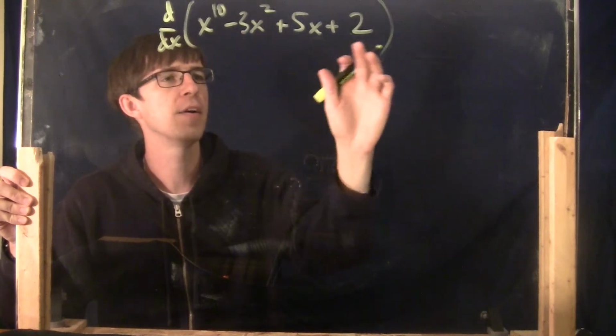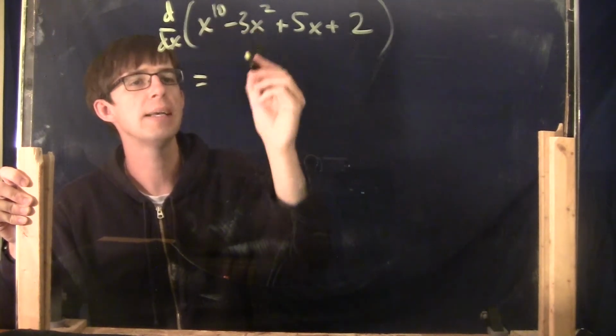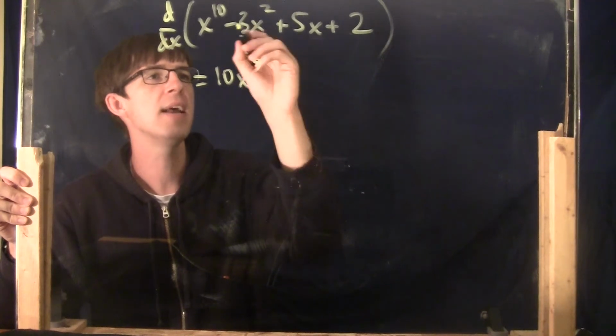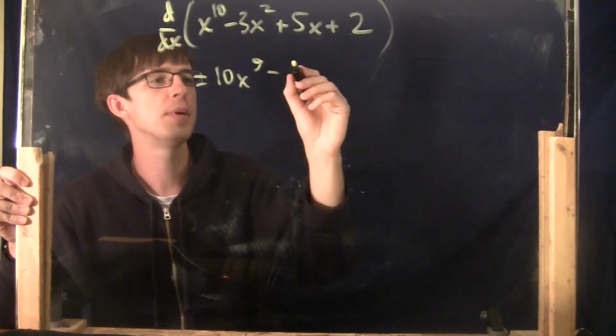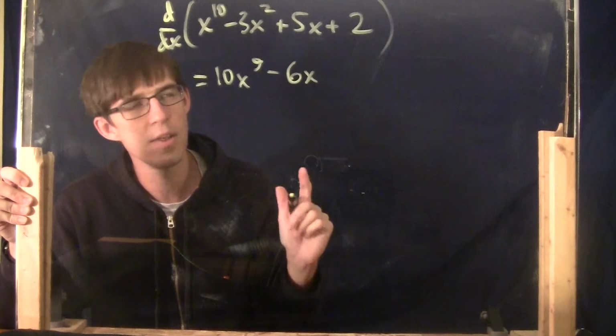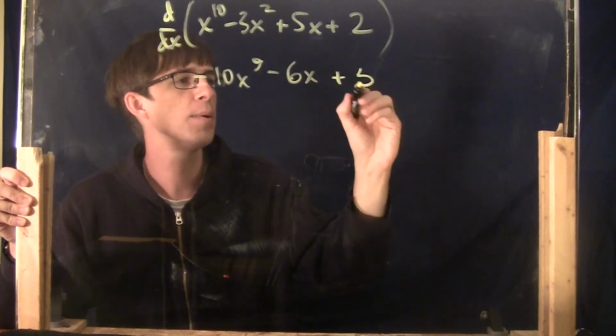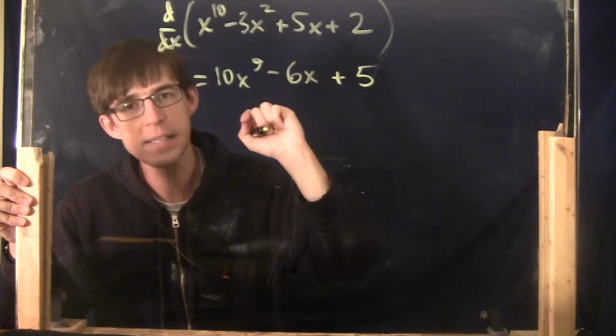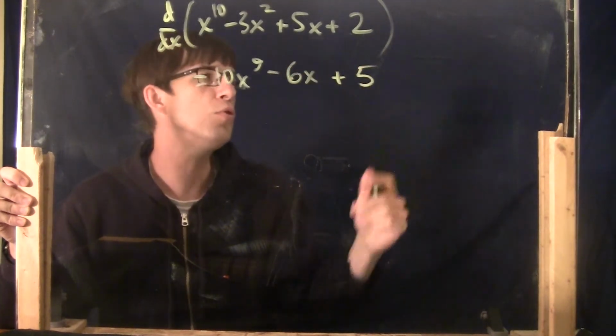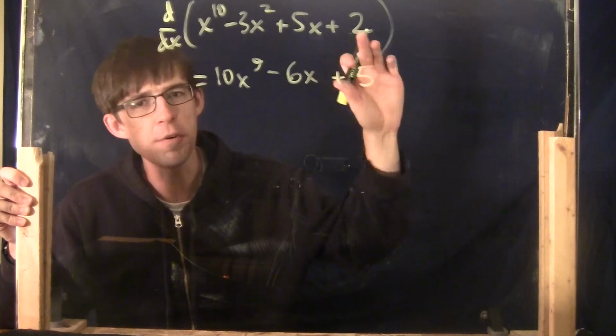You just go down the line here, taking the derivative of each part. So x to the 10 becomes 10x to the 9. Negative 3x squared becomes negative 6x to the 1. The 6 comes from multiplying 2 times 3. 5x becomes 5. That's because the derivative of x is 1. Plus 2. This is the first thing we talked about.